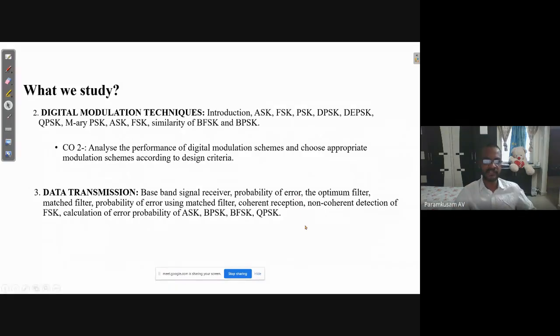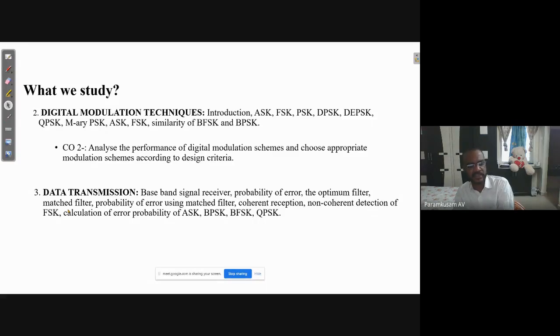That concept is studied in this third unit. Next, optimum filter and matched filter means in the receiver we use filters such that the probability of error should be less. For that purpose we use the matched filter and optimum filter. And the probability of error using matched filter, coherent reception, non-coherent detection, calculation of error probability of ASK, BPSK, BFSK. ASK, BPSK, BFSK are studied in the second unit.